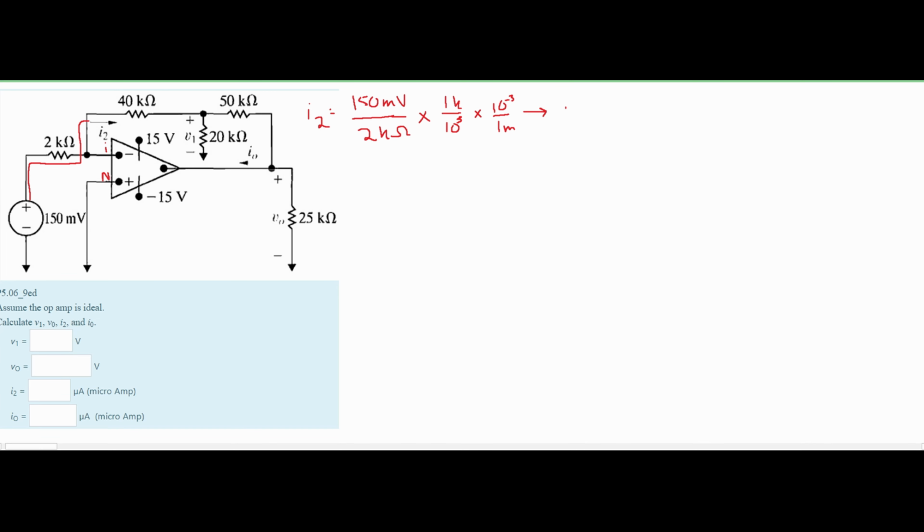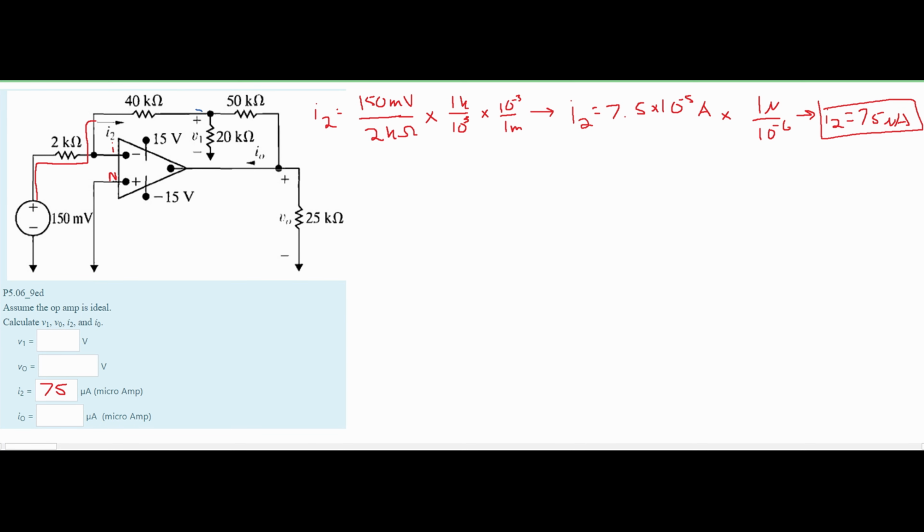If we do this, we're going to get that our I2 is equal to 7.5 times 10 to the negative 5. This is in amps. Our answer for I2 is asking for us in microamps, so we're going to have to convert this. Looking at the same table, we know that 1 micro is equal to 10 to the negative 6th. So when we multiply this by 10 to the 6th, or divide it by 10 to the negative 6, we're going to get that our I2 is equal to 75 microamps. And that is our answer for this part.